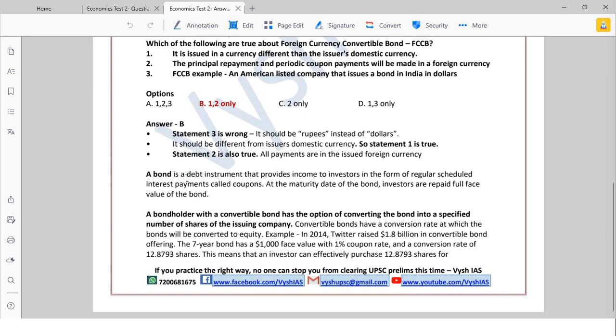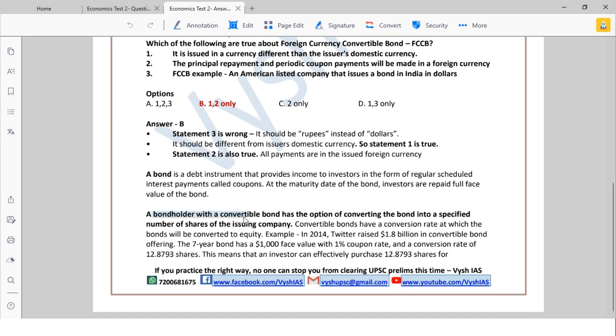Okay, debt is like you are borrowing or something you are getting. But equity is like you are getting a hold on it. You are getting a share of it. Now a bond is a debt instrument that provides income to investors in the form of regular scheduled interest payments called coupons. At the maturity date of the bond, investors are repaid the full face value. I explained this to you when I was telling T-bills. I told you what is a bond. Okay, it's a paper and you will buy it for 100 rupees and you will keep getting interest based on the interest rate, and when it's matured you will get back your 100 rupees when you give back that paper. Paper means that bond. Okay, bond, security, all these mean the same only.